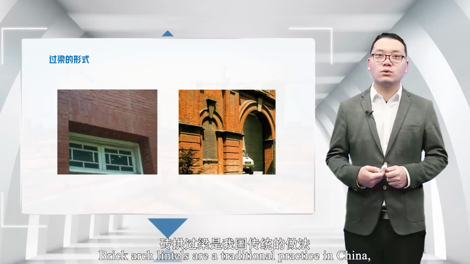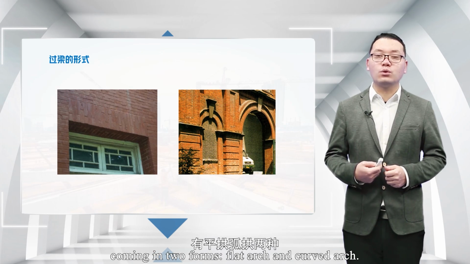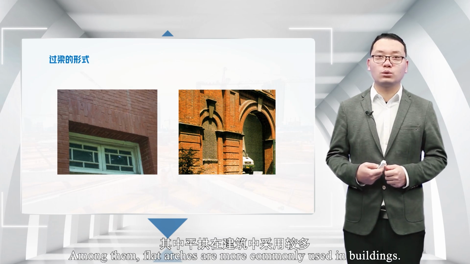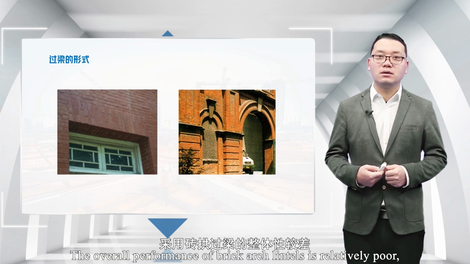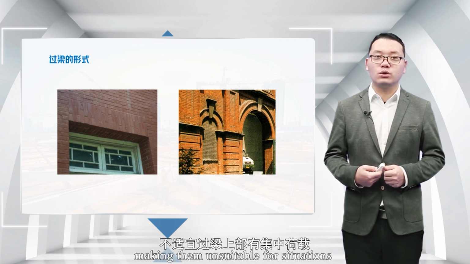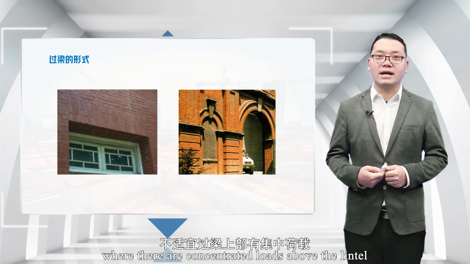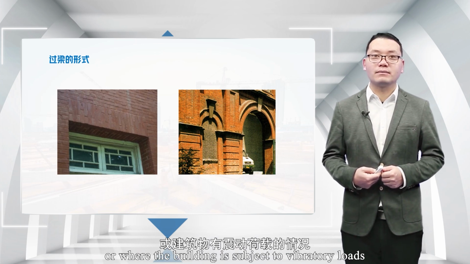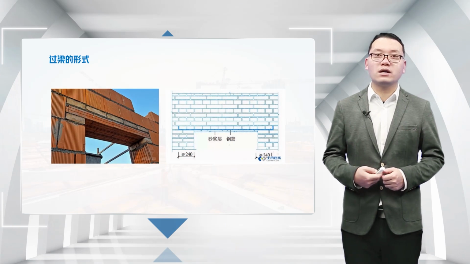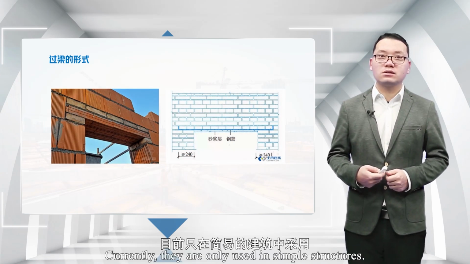Brick arch lintels are a traditional practice in China, coming in two forms, flat arch and curved arch. Among them, flat arches are more commonly used in buildings. The overall performance of brick arch lintels is relatively poor, making them unsuitable for situations where there are concentrated loads above the lintel, or where the building is subject to vibratory loads. Currently, they are only used in simple structures.